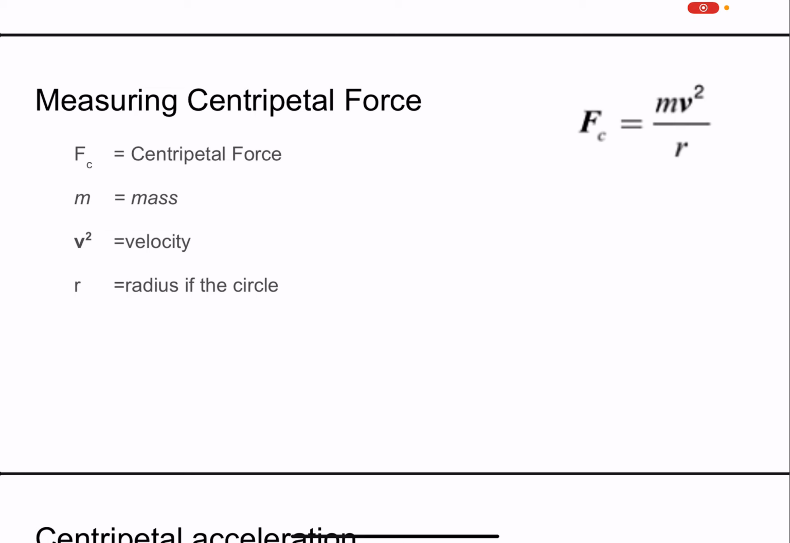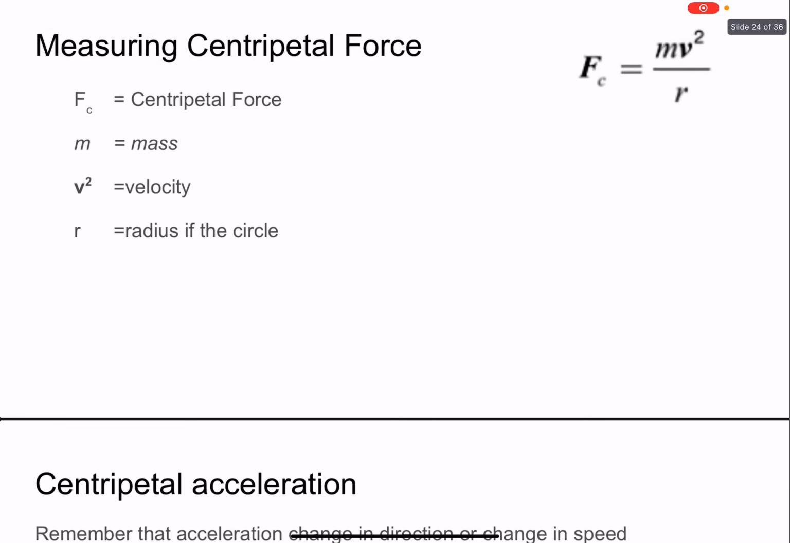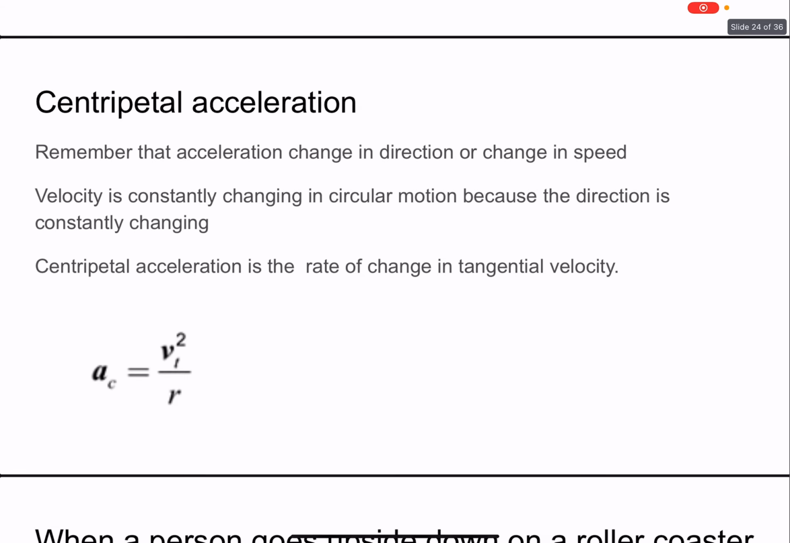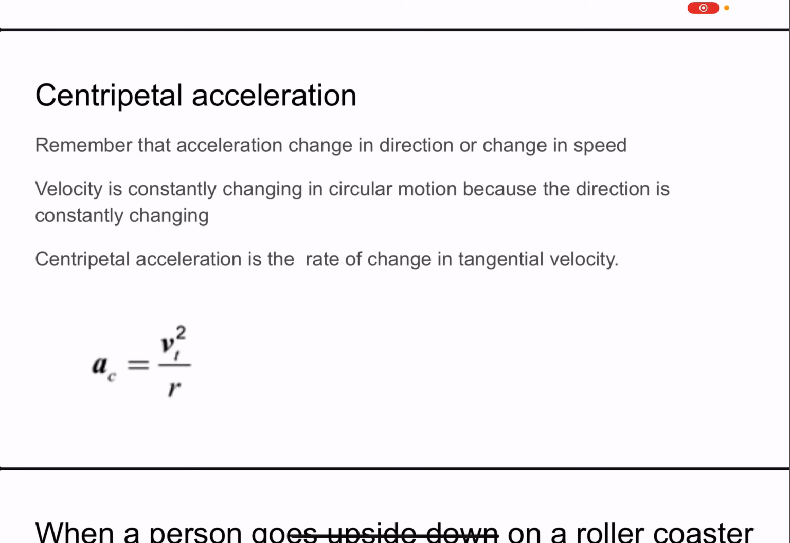All right. So there is a calculation here to measure centripetal force, and that is going to involve mass, because it's involving inertia and it's wanting to continue on its path. So centripetal force is going to be mass times tangential velocity squared, and then divided by the radius of the circle. Then we have centripetal acceleration, which you will need to calculate in the test. So we'll do a practice one now.